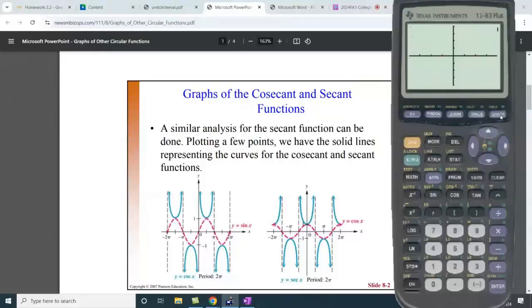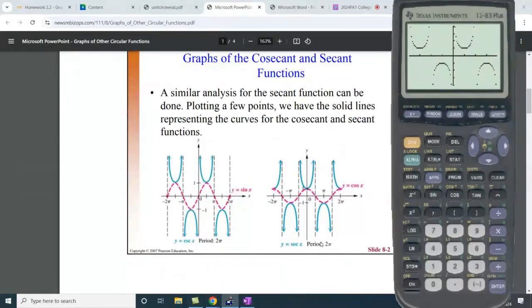Now if I go back and graph, notice that those vertical lines are not actually a part of the graph. So what I just did was I took it out of connected dot mode and I put it in what's called dot mode. I'm not sure if you want to do that every time you graph, but I want you to know that those vertical lines are not a part of the graph. Okay. So this is how you would graph cosecant x.